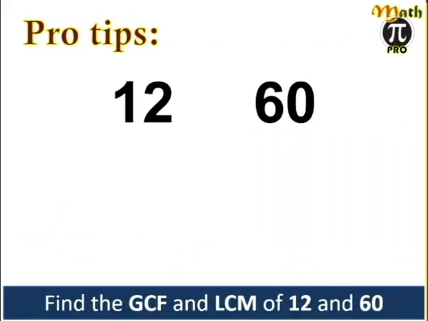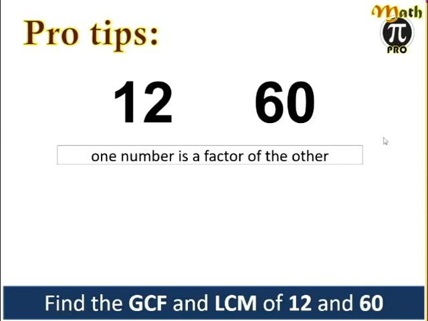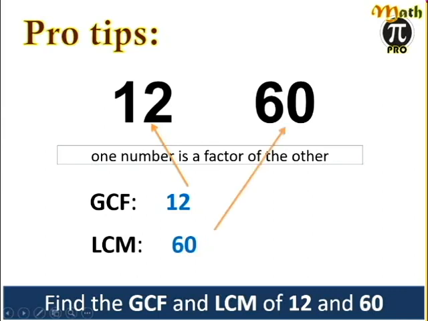Here's another example. 12 and 60. 12 is a factor of 60 because 12 times 5 will give you 60. So since one number is a factor of the other, then the GCF is 12 and the LCM is 60. Sometimes you just need to observe the given. So if you see that one number is a factor of the other, then you don't need any solution at all. Okay?